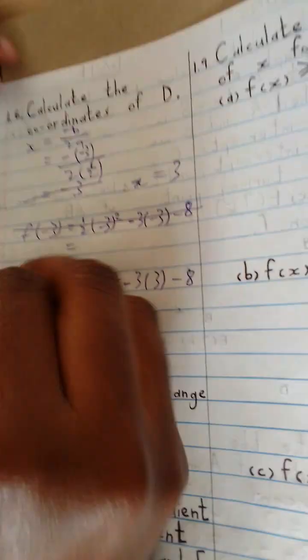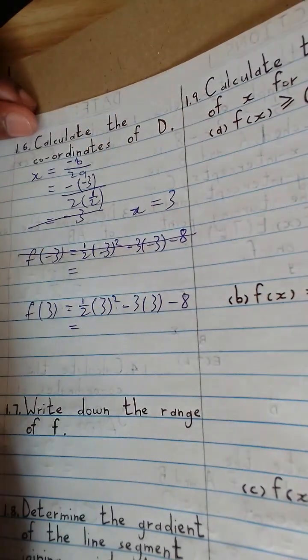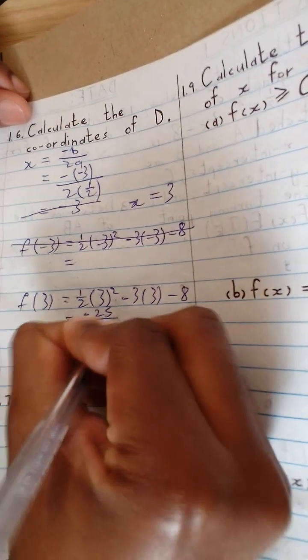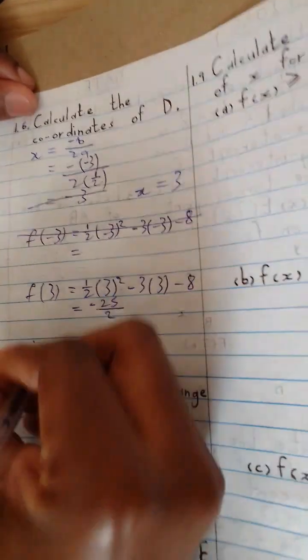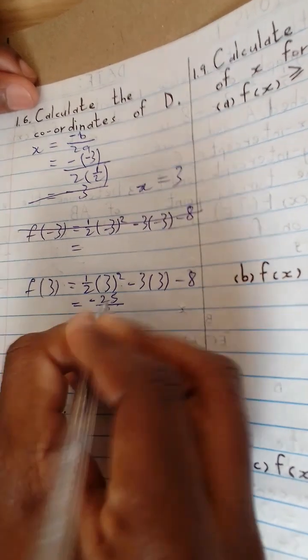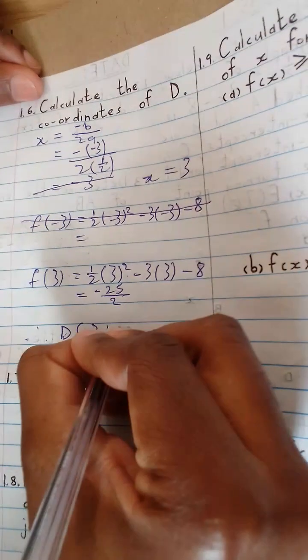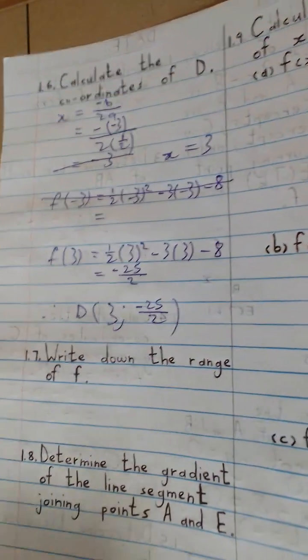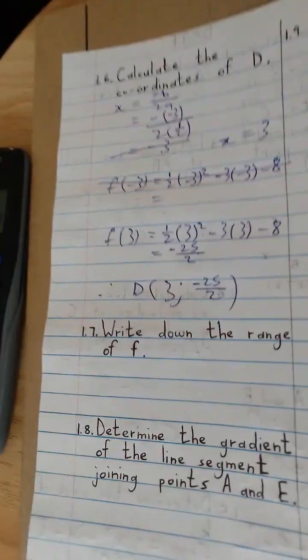Yeah, negative 25 over 2. We can take negative 12.5. So D, x is 3 and y is negative 25 over 2. Okay, I hope that makes sense.